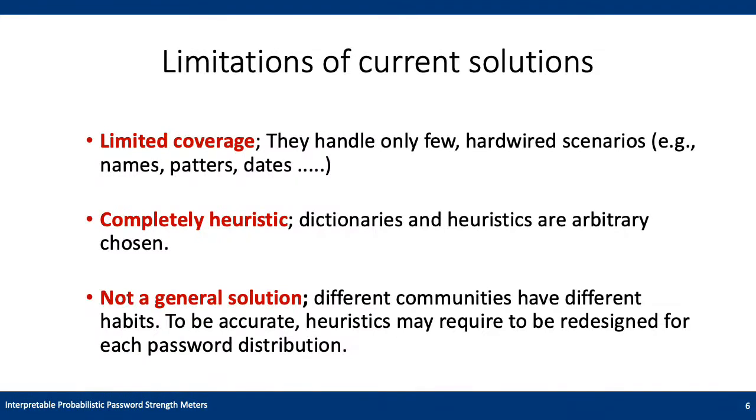Secondly, these methods do not rely on any rigorous security definition. That is, these are based on human intuition and domain knowledge, and we cannot be sure that these are representative of what is really secure and what is not. Additionally, those methods are not general solutions. For instance, different communities have different weak composition habits that may require different heuristics or dictionaries to be described. Adapting those solutions to different contexts will require the re-implementation of all the methods.